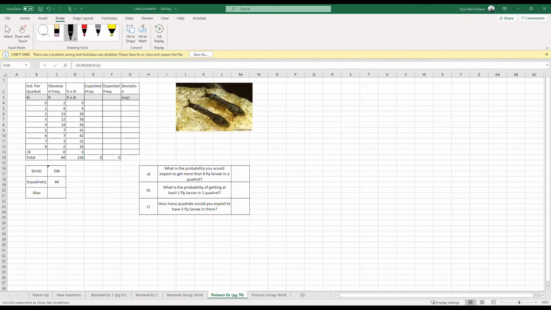When we calculate X bar, we do it the same way though. It's still the weighted mean. So it's our total number of individuals per quadrat. But it means something a little bit different this time, right? It doesn't mean how many successes per sample. It's how many individuals per unit area, or per time period. In this case, there were roughly 3.68 individual fly larvae per quadrat.